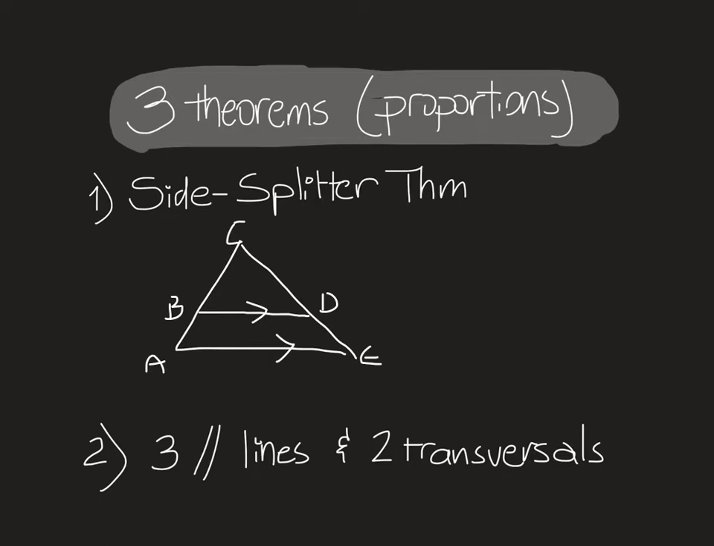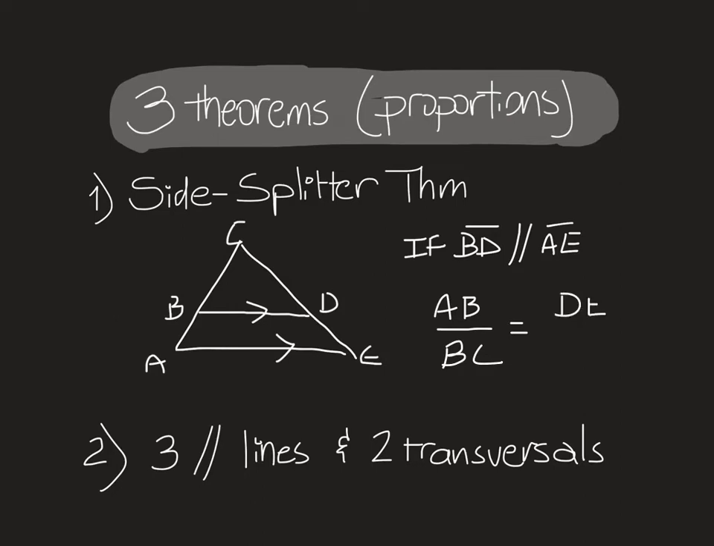What does that mean? In this case, for example, if BD is parallel to AE, then AB is to BC as DE is to CD. All right, again, a segment splits two sides of a triangle and breaks it up into proportional parts.